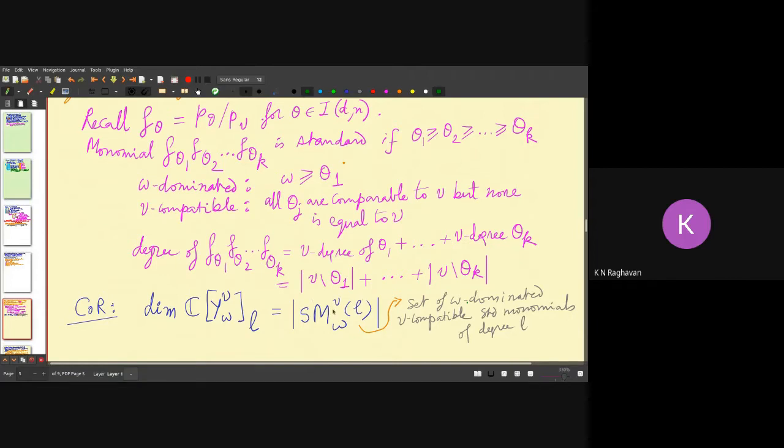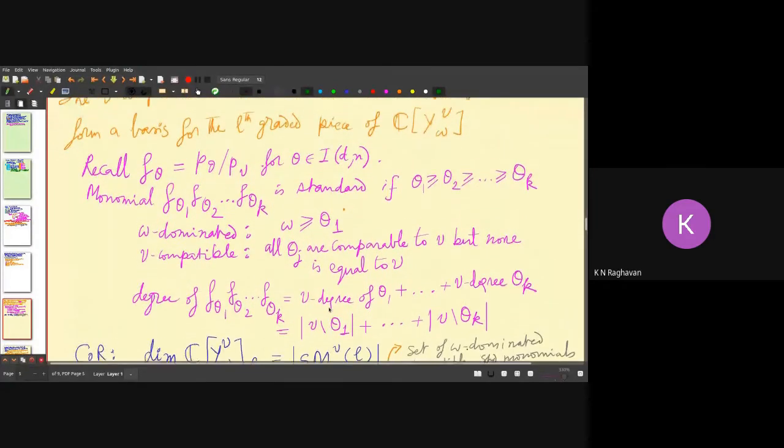SM(v,w,l). Okay, so this doesn't get you very far, because while it reduces it to combinatorics, SM(v,w,l) is really not very useful combinatorially. So what you need to do, and this is the crux, the main piece of the work, you have to convert it into another combinatorial set from which you can read off the multiplicity and Grobner bases and so on. Okay, so this corollary represents the stage where we move from geometry or algebra to combinatorics.